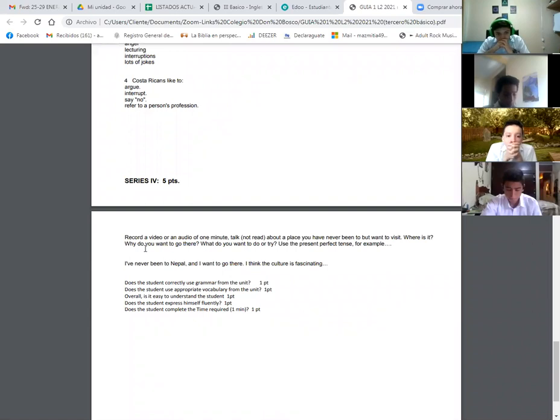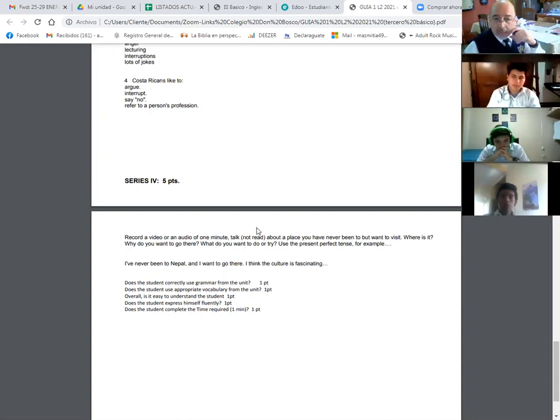It says record a video or an audio of 1 minute. Not read the article or the recording. You have to talk. Try to talk, even if you don't know all the words in English. If you need to add some Spanish in between, you can do it. I understand that you don't speak full English right now, but eventually you will learn. By the end of the year, I expect all of you to speak English, without adding any Spanish in between.